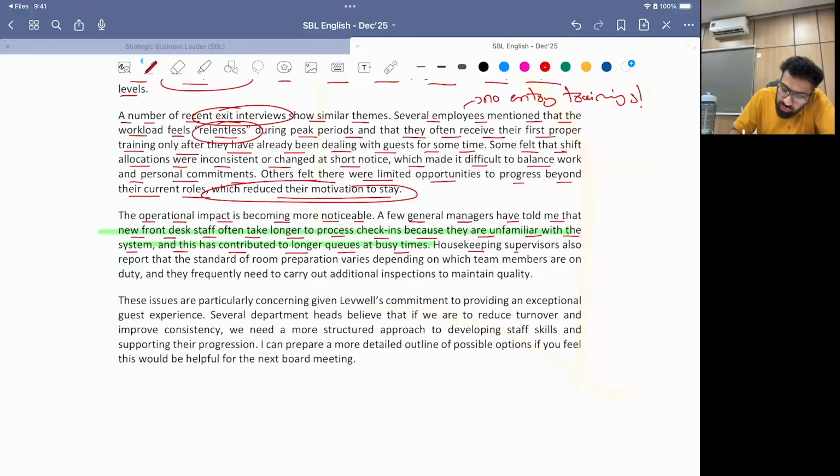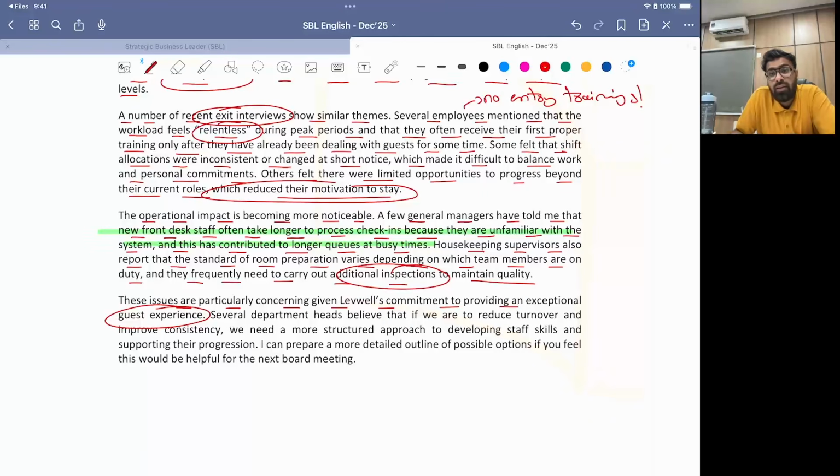Housekeeping supervisors also report that the standard of room preparation varies depending on which team members are on duty, and they frequently need to carry out additional inspections to maintain quality. So additional inspections are being done. These issues are particularly concerning given Levwell's commitment to providing an exceptional experience. On our website, we are saying that we'll be providing exceptional experiences. So this is something very hilarious, I must say.